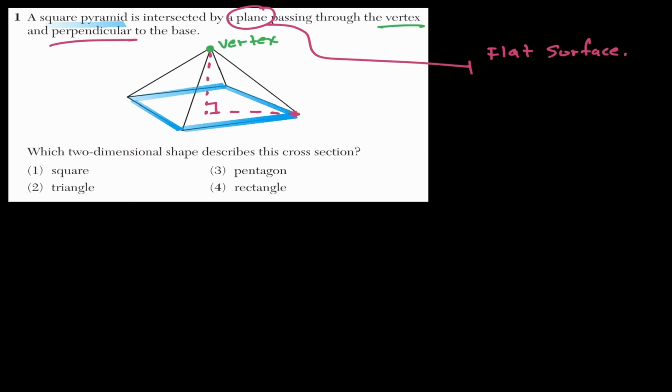And now if we connect the intersection of the pyramid with the vertex, then notice that this flat surface that we are creating here has the shape of a triangle. And now when we take a look at the multiple choice questions, for which two-dimensional shape describes the cross section, which is the region in pink, well, it is option number 2, a triangle.